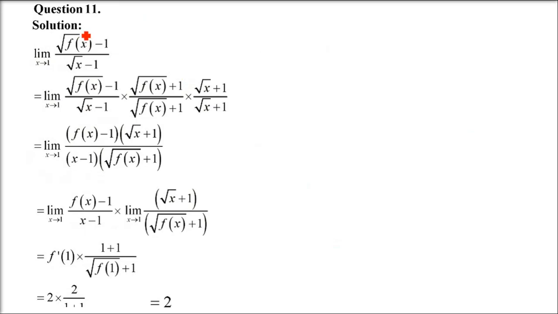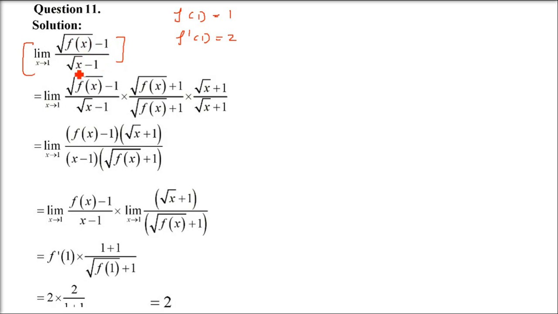Now question number 11. f1 is 1. f dash 1 is 2. That is, d by dx of fx is 2 at 1. And we have to find out the limit of root fx minus 1 by root x minus 1.